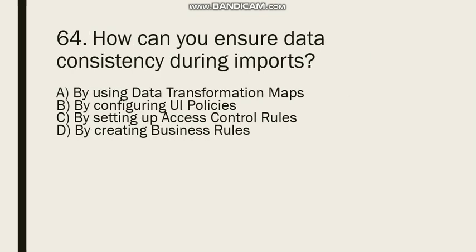64. How can you ensure data consistency during imports? A. By using data transformation maps. B. By configuring UI policies. C. By setting up access control rules. D. By creating business rules. Answer: A. By using data transformation maps.